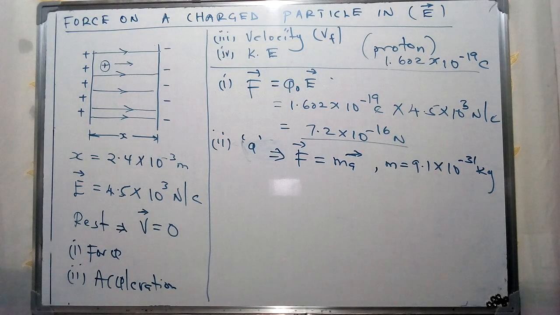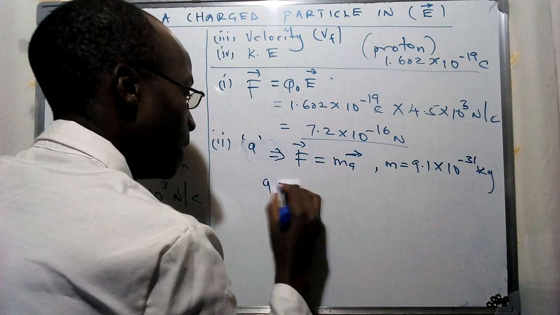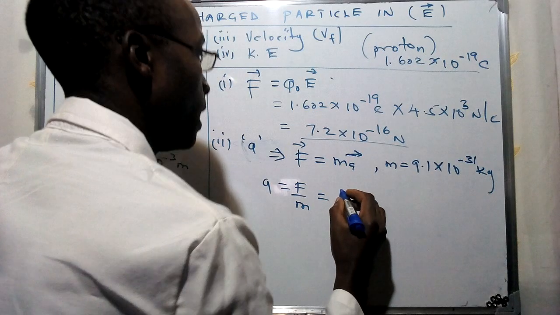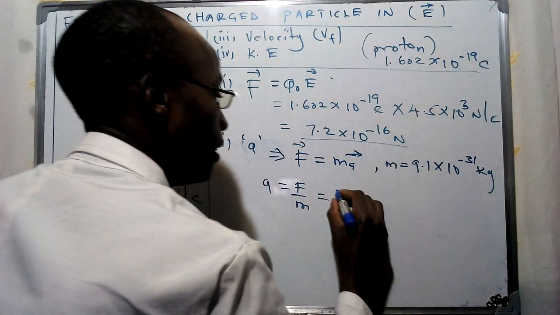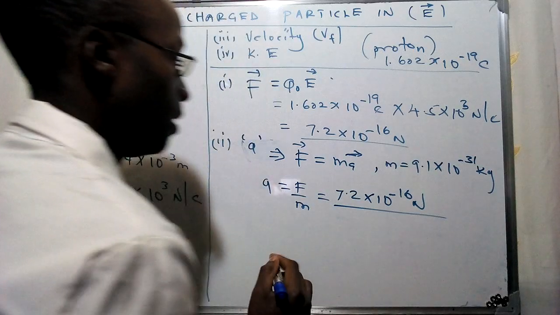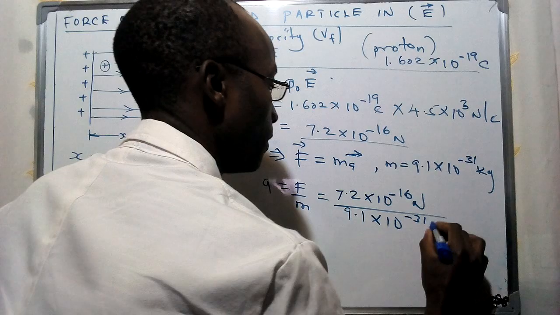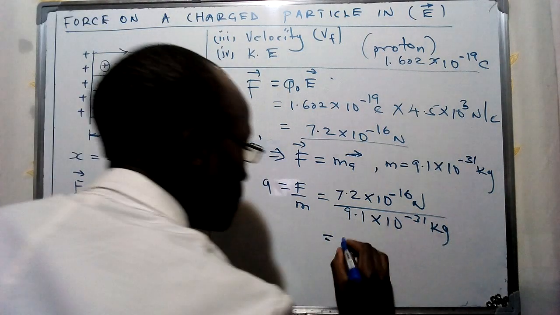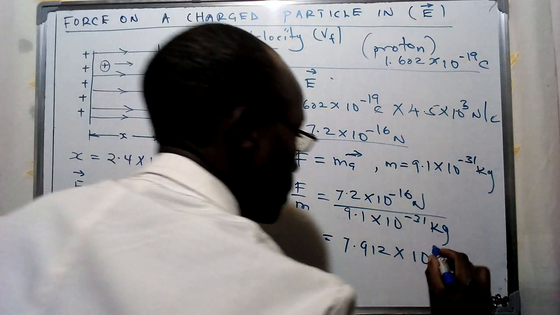So if we consider this, we can make acceleration the subject of the formula, and we're going to have it as a ratio between force and mass. That is equivalent to the force which we obtained in our previous evaluation, 7.2 times 10 negative 16 newtons, divided by the mass, which is 9.1 times 10 negative 31 kilograms. And this is going to give us a value of 7.912 times 10 to the power 14.